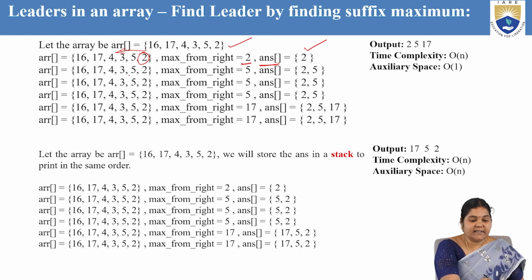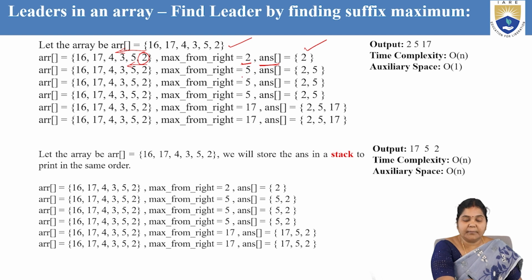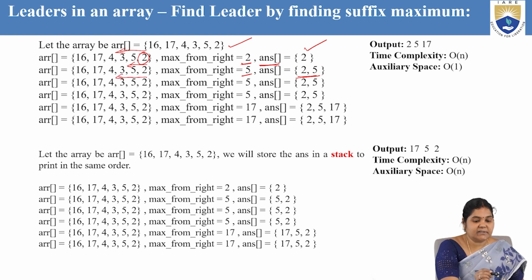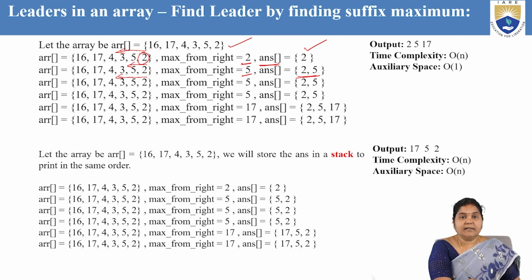Now consider the second element. The maximum element from the right is 5, because 5 is bigger than 2. So let us consider 5 the rightmost maximum, and let us store it. 2 and 5 are the leaders. Now consider the next element. The next element is 3. If you consider 3, towards its right 5 is bigger than 3. So 3 cannot be a leader, so we are not storing it in the leaders answer. So it still contains 2 leaders, 2 and 5.